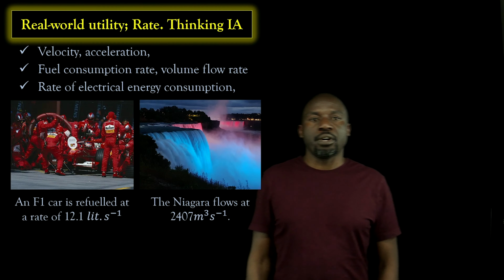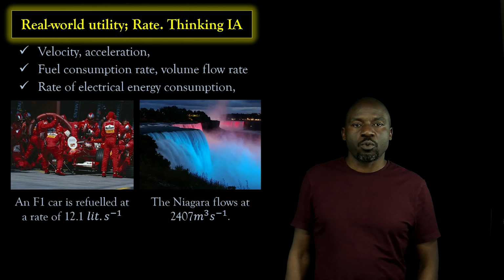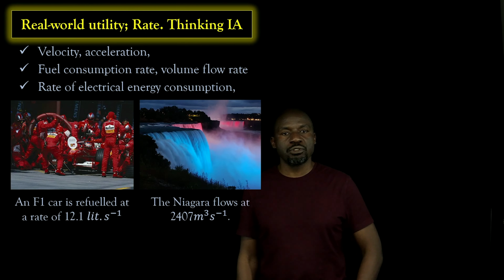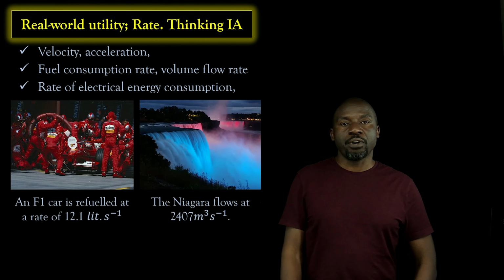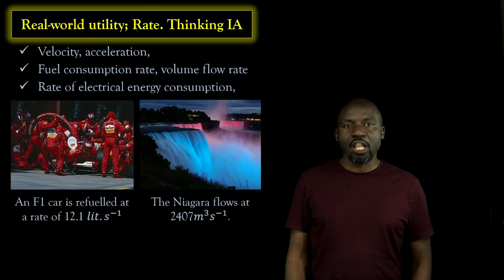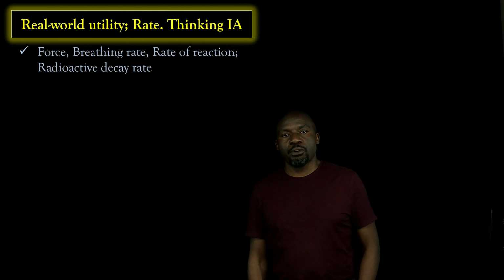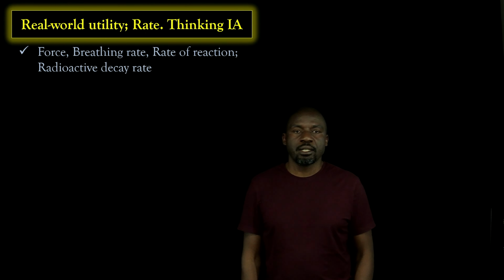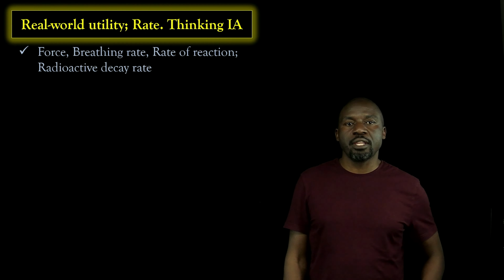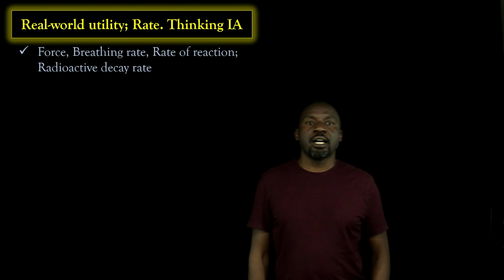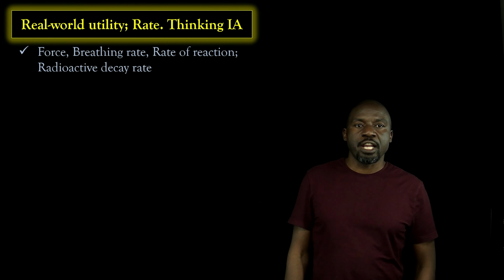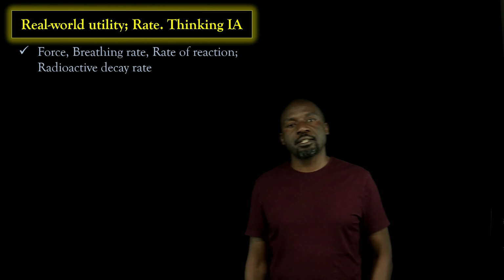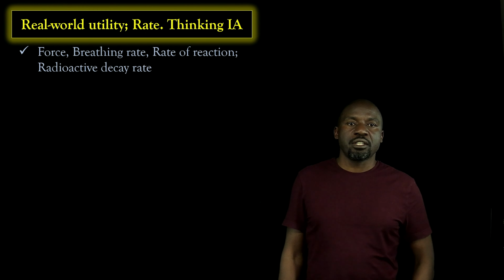The rate of electrical energy consumption, which is what we refer to as power. How much electrical energy do you use every second in your household? That would be a rate of change for electricity. There are other examples, force being the rate of change of momentum of a body. There are things like breathing rate. If you've been running, then you tend to breathe in and out a little more frequently than if you are seated. There is rate of reaction. In a chemical reaction, sometimes chemical reactions occur faster than others. There is what we call radioactive decay rate.